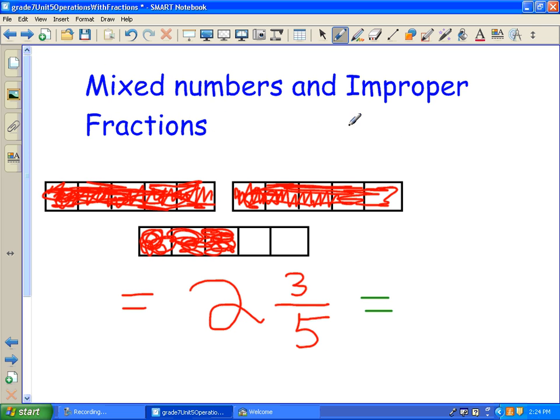Now let's look at mixed numbers and improper fractions, because that's something you need to remember from the beginning. If you look at this number, I have 2 full blocks shaded in. That's why I have 2 whole. And then I have 1, 2, 3 pieces out of 5. So I have 2 whole and 3/5 of another one.